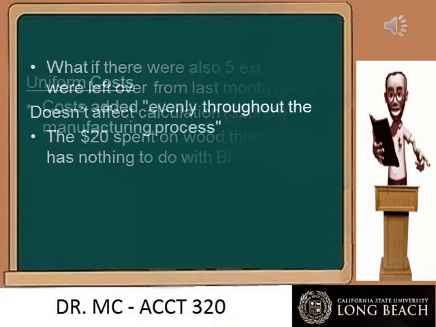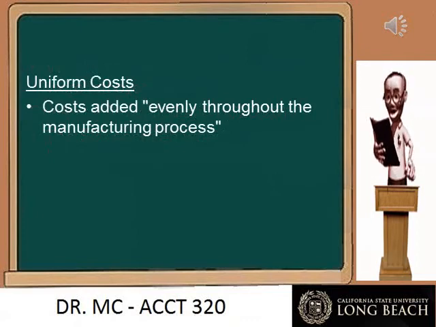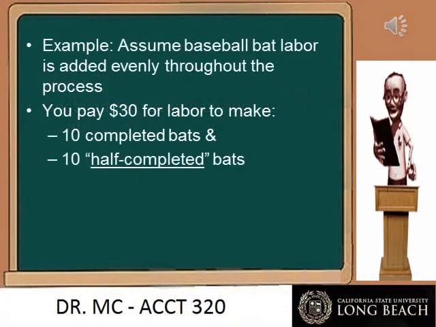We are now going to talk about uniform costs. Problems usually describe uniform costs as being costs that are added evenly or uniformly throughout the process. Let's go back to our baseball bat example, and assume that the labor is added evenly throughout the process. In other words, if you are halfway done with the bat, then it has 50% of the labor cost that it will eventually have. In our example, assume that we spent $30 on labor to produce our 10 complete bats and 10 half-complete bats.